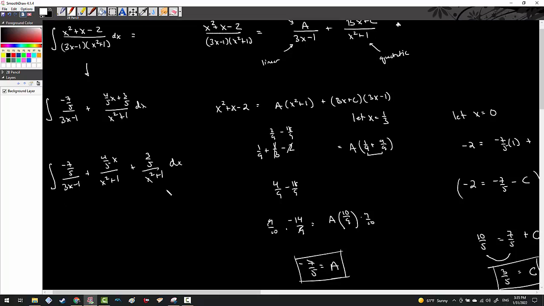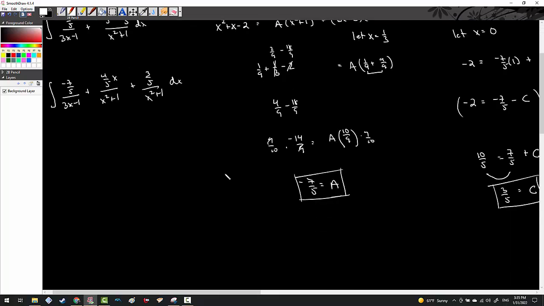So now what I'm going to do is split these up, and give them each their own integral. I'm going to say this is -7/5 integral of 1 over 3x minus 1 dx plus 4/5 integral x over x squared plus 1 dx. If you see what's about to happen here, it is going to happen. Plus 3/5 integral 1 over x squared plus 1 dx.